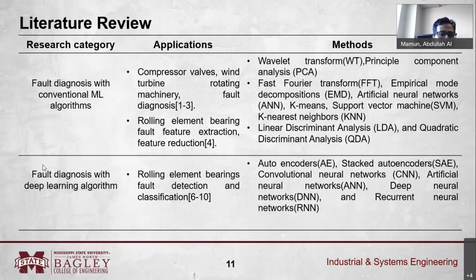And if we talk about fault diagnosis algorithms using deep learning methods, they can also be used in rolling element bearing fault detection procedures. The most widely used methods are convolutional neural network, artificial neural network, and then recurrent neural networks. So that's all about the literature review on fault classification based on different types of methods that can be used in fault classification.